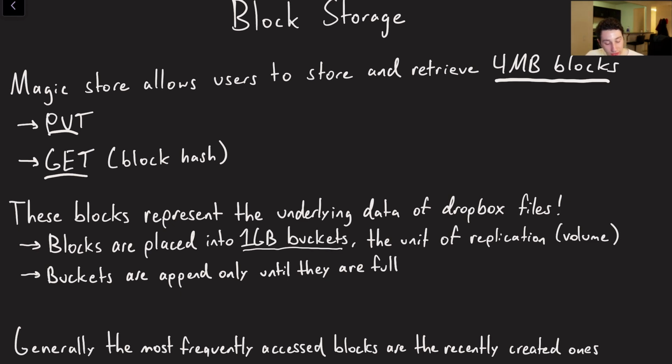So a bucket is the unit of replication, and the term for all of the buckets on multiple different physical storage nodes is known as a volume. Thing to note about buckets in Magic Pocket is that they are append only. This makes the system a lot simpler.